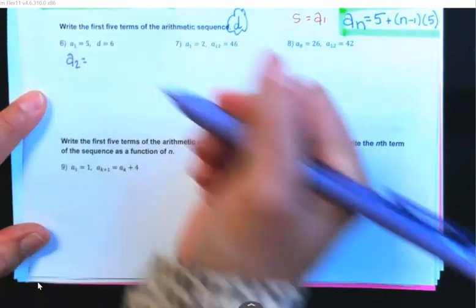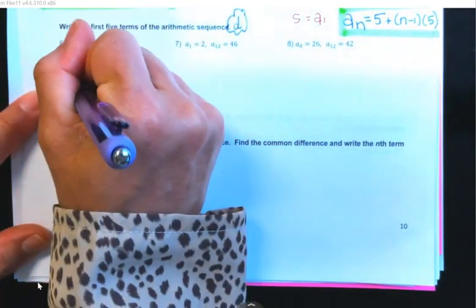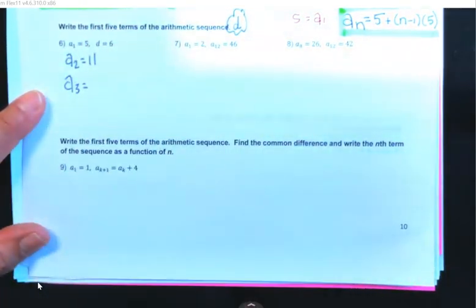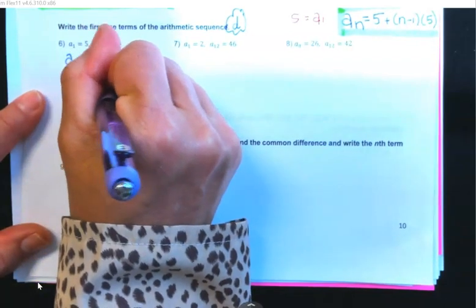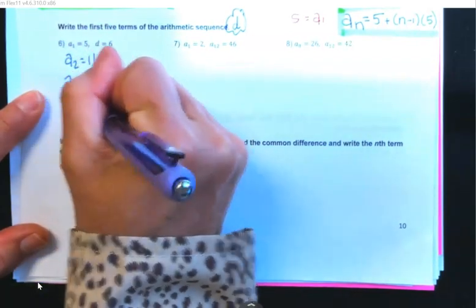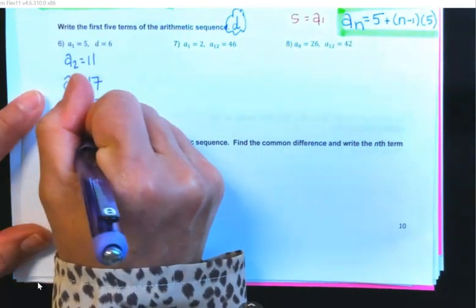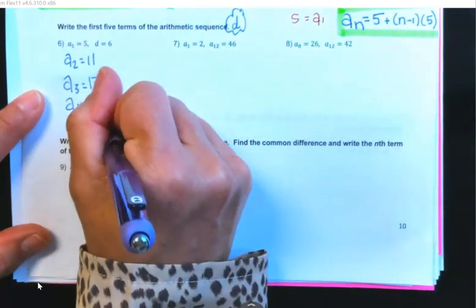So a sub 2, 5 plus 6, 11. A sub 3, 11 plus 6, 17. A sub 4 is 23. A sub 5 is 29.